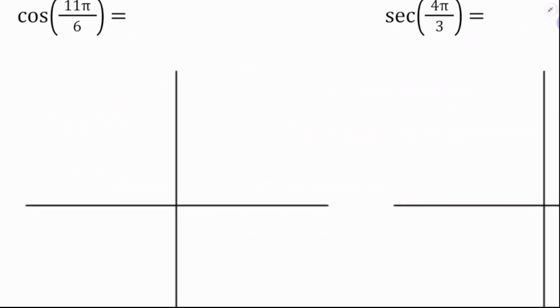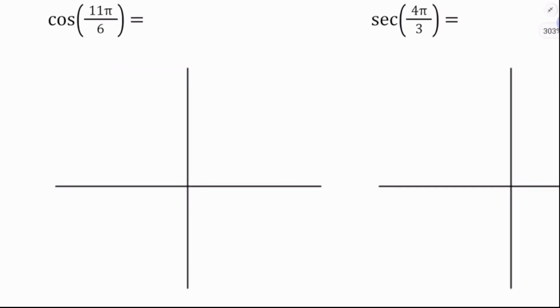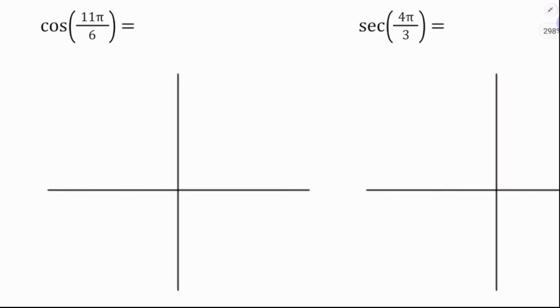I have 11 pi over 6. 11 pi over 6 is almost all the way to 2 pi, which would be 12 pi over 6. It's just short of that by pi over 6, which is a 30-degree angle. So here, it's not a line. That'll be a line, but that's, okay, that'll do. And then I draw a reference triangle back to the x-axis.